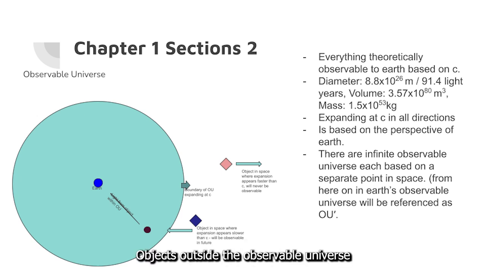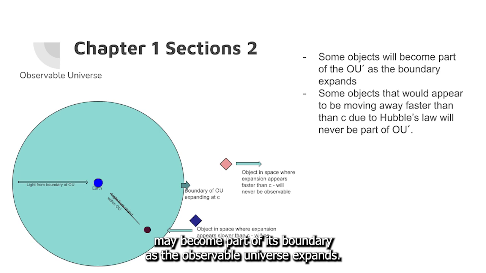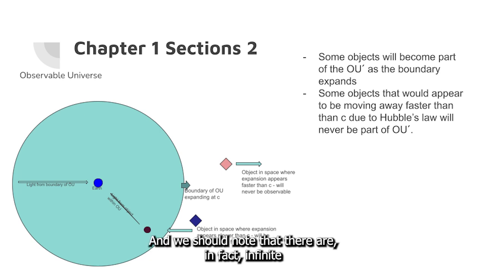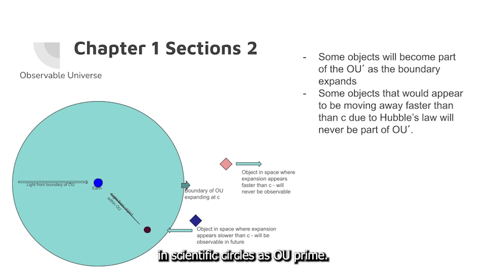Okay. Objects outside the observable universe may become part of its boundary as the observable universe expands. And we should note that there are in fact infinite observable universes, each based on a central reference point. The observable universe, as seen from Earth, is usually identified in scientific circles as OU prime.